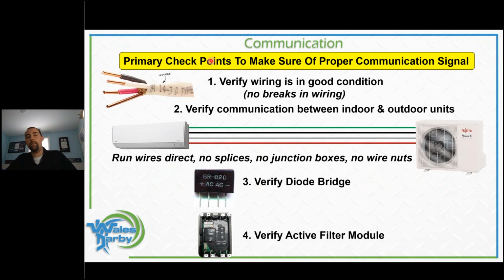So we want to start with verifying our wires are good. These are some of those checkpoints. Make sure there's no breaks in the wire, right? We want to verify that communication between the indoor and the outdoor unit, see where that problem's coming from, and then we can start troubleshooting and at least find that source.